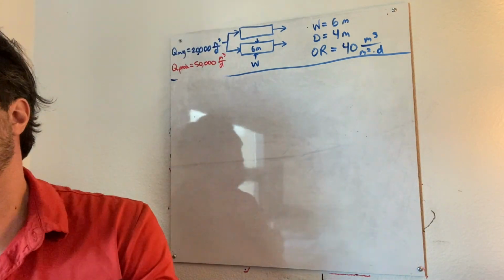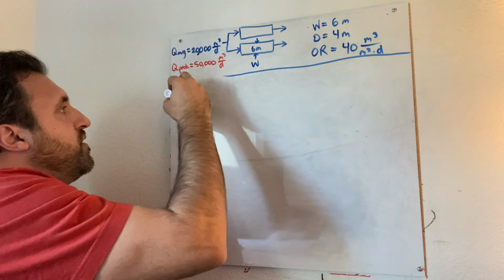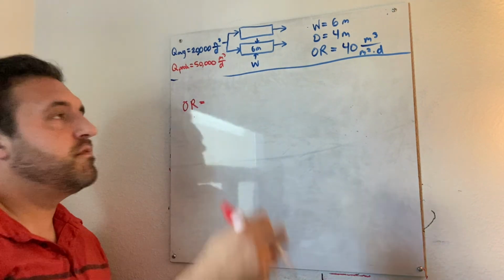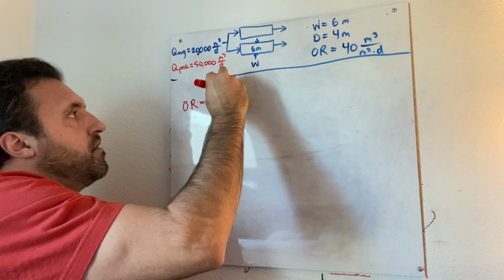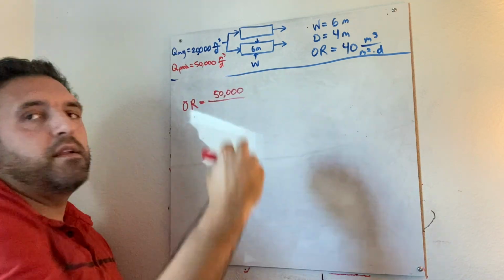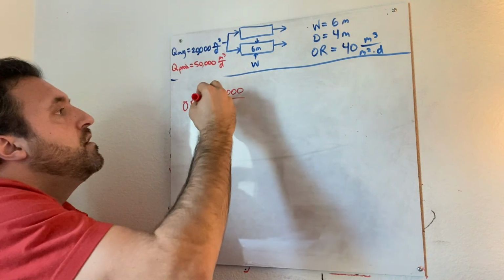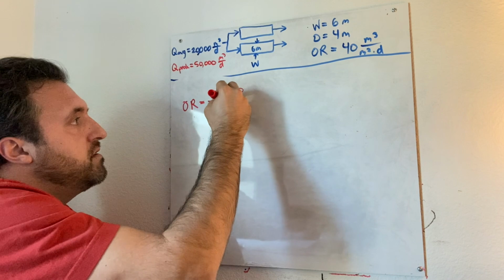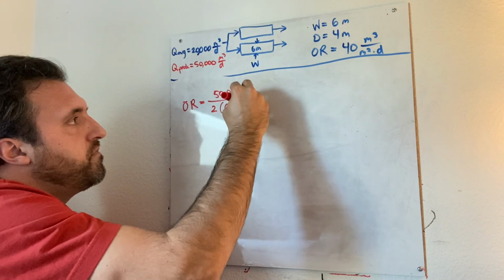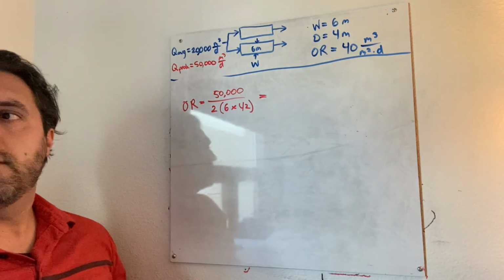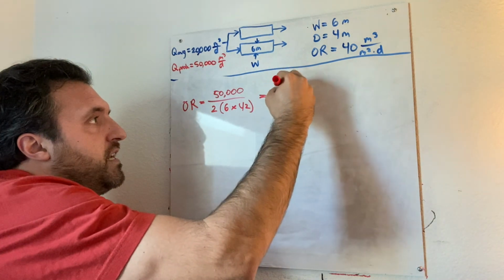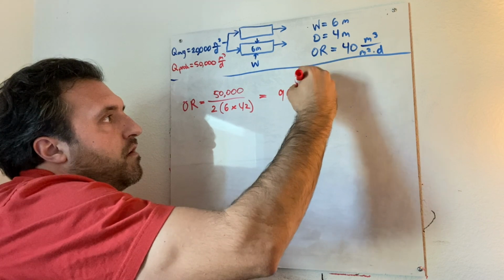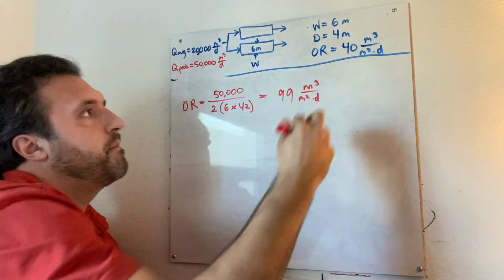All right, so let's start with the overflow rate under peak flow conditions. It is equal to 50,000 divided by 2 reactors, and the dimensions are still 6 by 42. That's going to give us about 99 cubic meters per square meter per day.